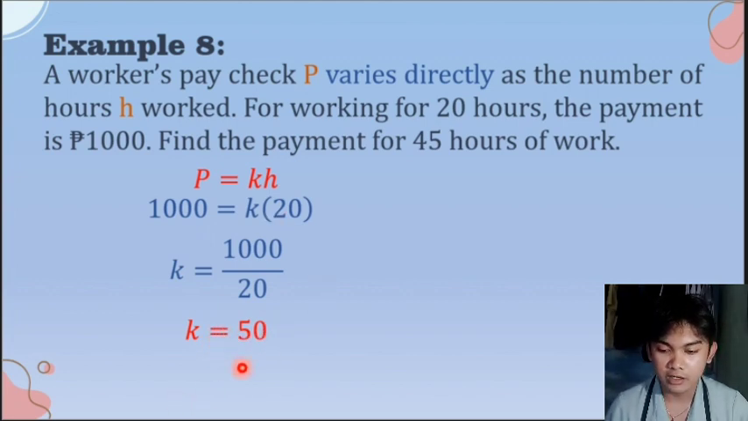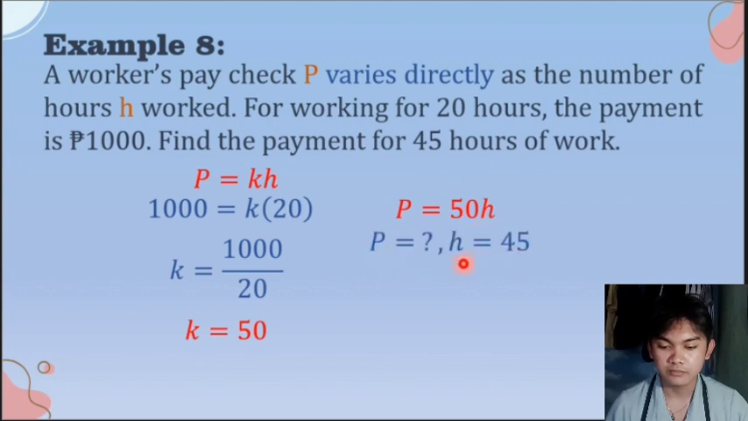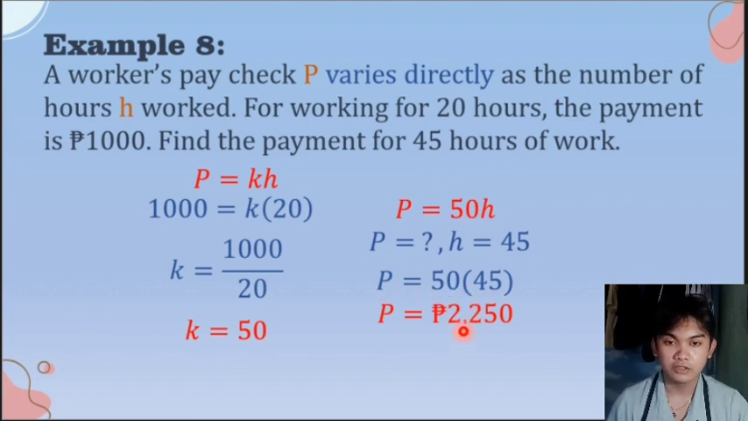Now that we have the value for k, let's substitute the value for k here in this equation. So we will have P is equal to 50H. Now we have to find the payment for 45 hours of work. So the given here is the value of H, or the hours. So substitute the value of H here with 45. Okay, so 50 times 45 is equal to 2,250 pesos. So the payment for 45 hours of work is 2,250 pesos.